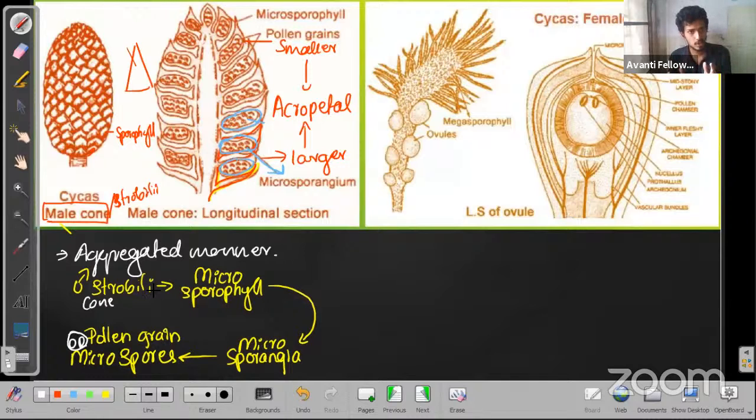So did you understand about the male system, how it's aggregated and how it forms a male cone? Click on yes or no. This is very important because they regularly ask how it's arranged. Sometimes they will ask you to select the correct sequence of arrangement: strobili, sporophyll, sporangia, spores, or the reverse also: spores, sporangia, sporophyll, and strobili. So that's it. Easy.